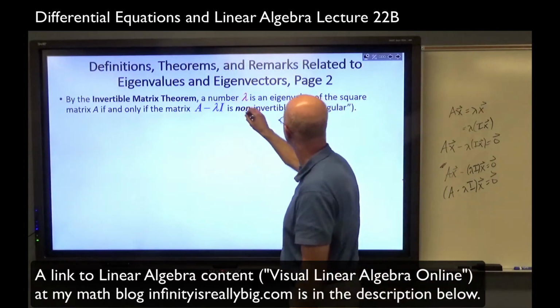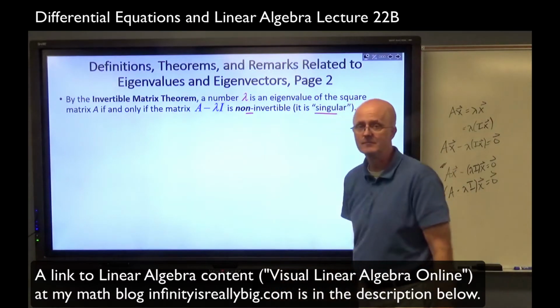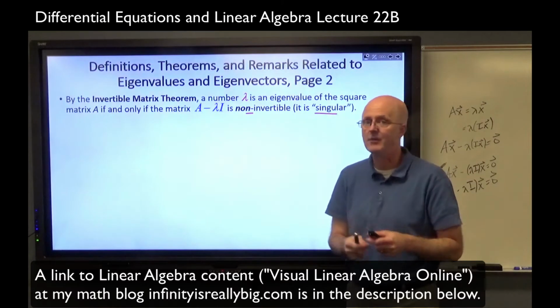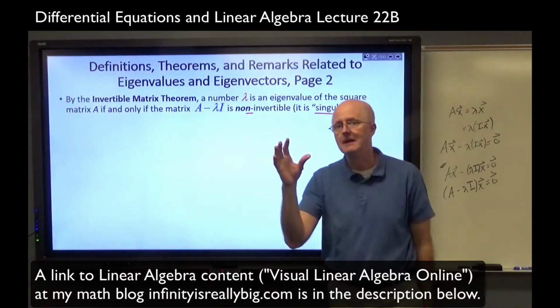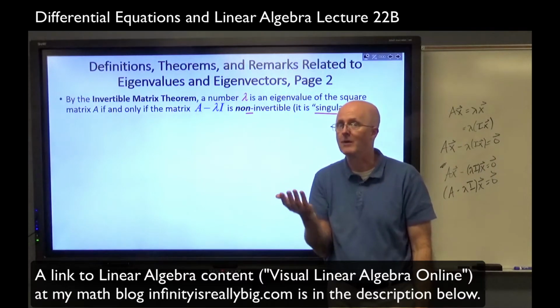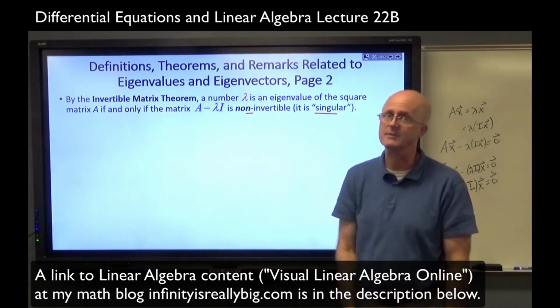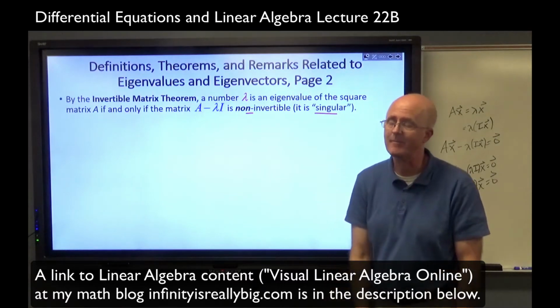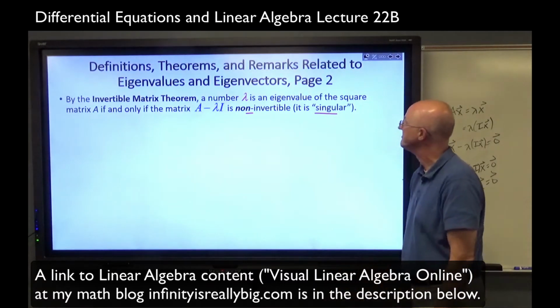Non-invertible means it's singular. The invertible matrix theorem says a matrix is invertible if and only if the only solution of the matrix times x equaling 0 is the trivial solution. But when lambda is an eigenvalue, we've got non-trivial solutions. There are non-zero eigenvectors when you assume lambda is an eigenvalue, by definition.